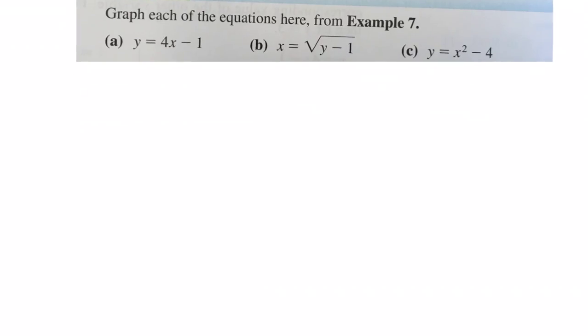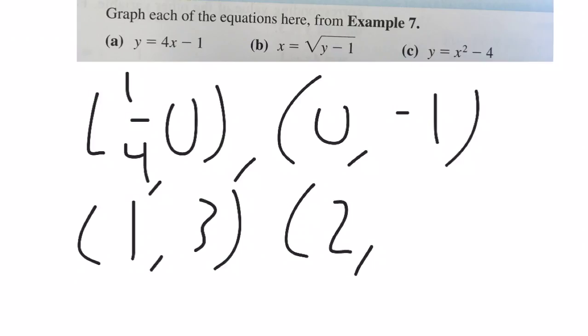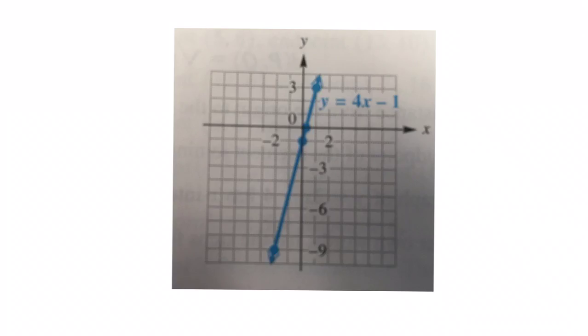Pretty much what you do is one way you can do it is just take the points 1/4, 0, and then the point 0, -1, the point 1, 3, and the point -2, -9. And you plot them all in a graph, and then you just connect the dots. And when you do that, your graph should look like this. And if you notice, we plot the point 1, 3, 1/4, 0, 0, -1, and then -2, -9.